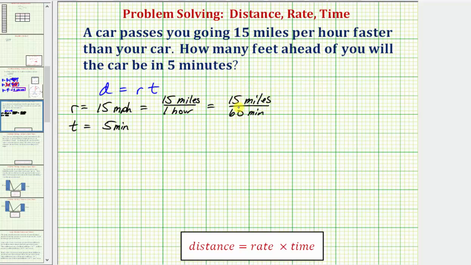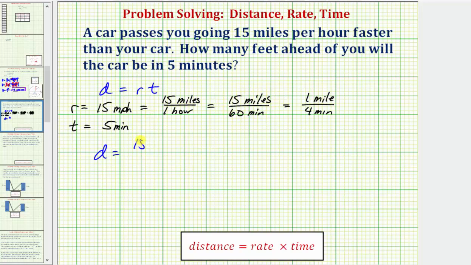Now, if we wanted to, we could simplify this fraction of 15/60ths, which would simplify to 1/4. So we could also express the rate as 1 mile per 4 minutes. But this would not be required. Let's go ahead and find the distance now, and we'll leave the units on the rate and the time. So we'd have the distance d is equal to the rate. Let's just assume we did not simplify the rate, and we use the rate in this form here.